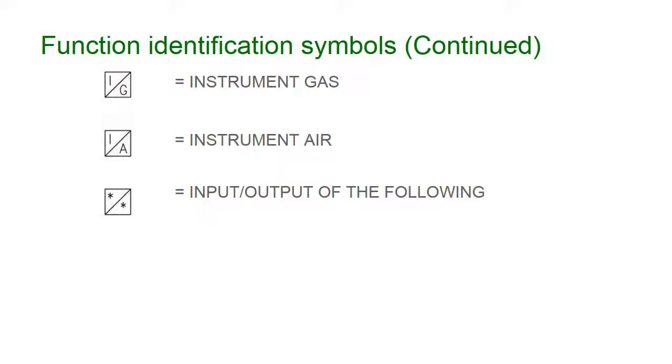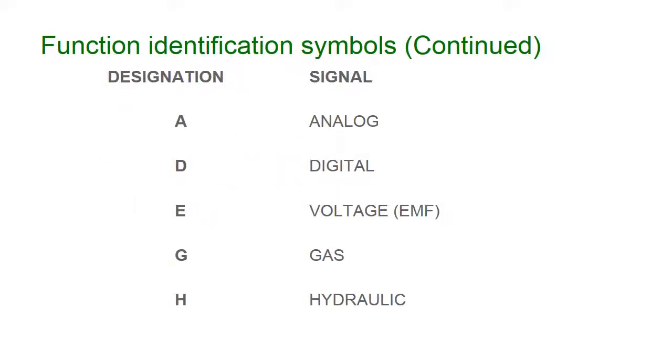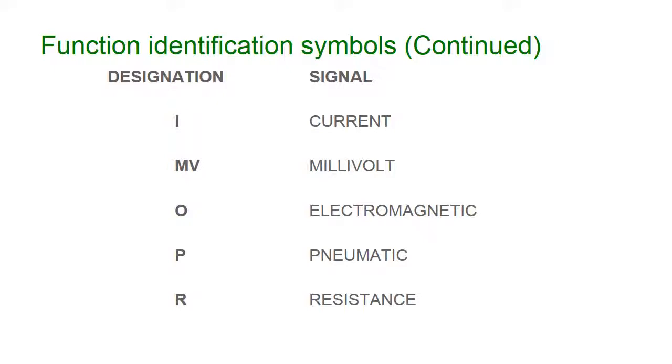Instrument gas. Instrument air. Input-output of the following designation and signal. A analog. D digital. E voltage, EMF. G gas. H hydraulic. I current. MV millivolt. O electromagnetic. P pneumatic. R resistance.